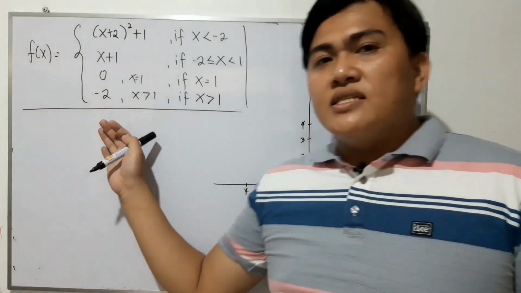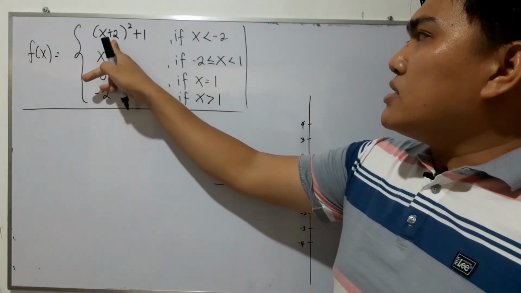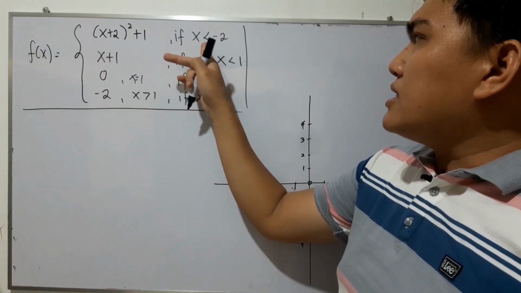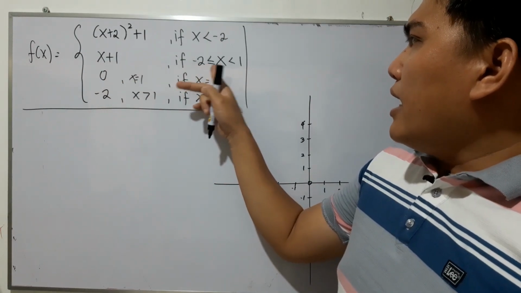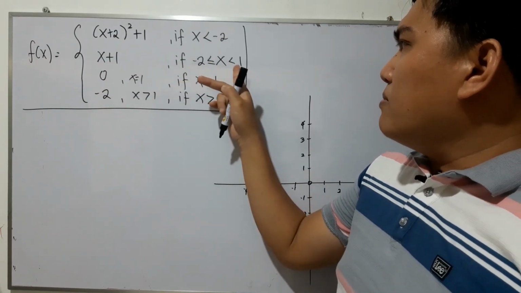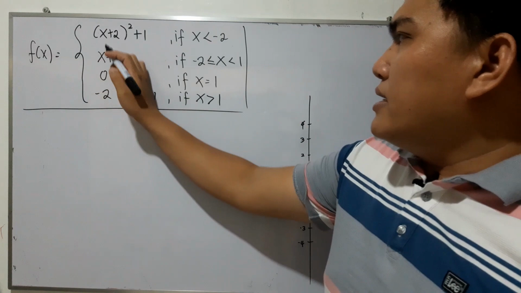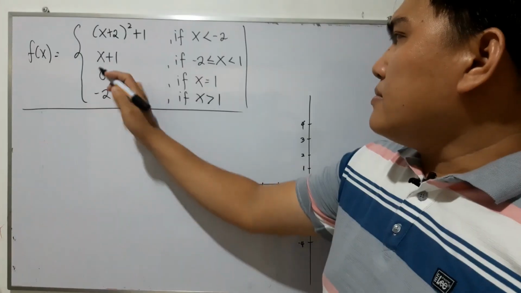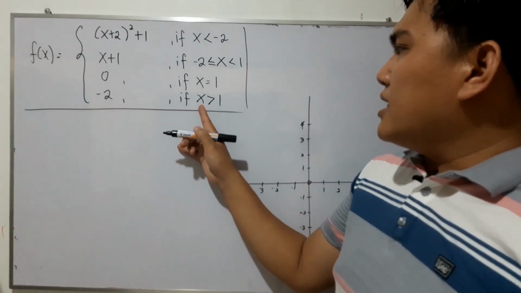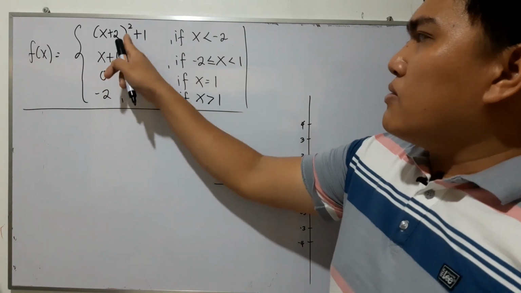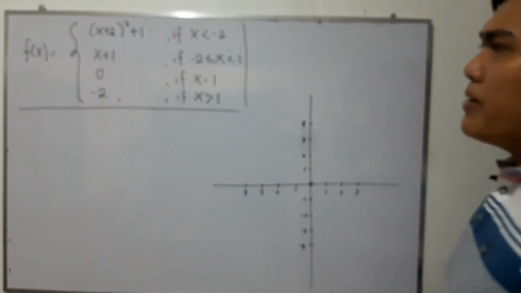Okay, let us graph this function f of x. So f of x is equal to x plus 2 squared plus 1 if x is less than negative 2. f of x is x plus 1 if x is greater than or equal to negative 2 but less than 1. f of x is 0 if x equals 1. And f of x is negative 2 if x is greater than 1. So we have 4 parts here: 1, 2, 3, 4.